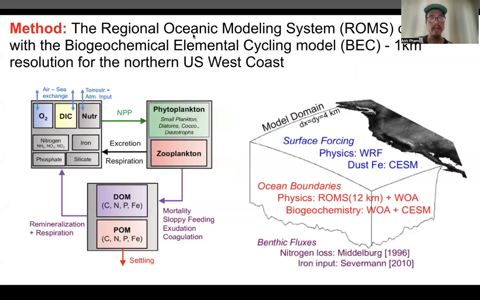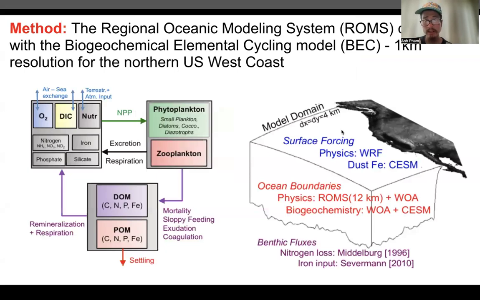To do that, I'm going to use the Regional Oceanic Modeling System, ROMS, coupled with the biogeochemical elemental cycling model, focusing on the northern US West Coast with 1 kilometer resolution to resolve small-scale physical ocean circulation like mesoscale eddies and submesoscale eddies.